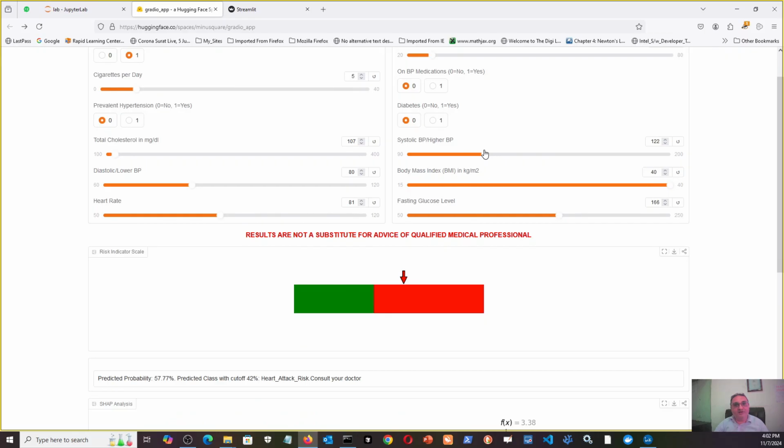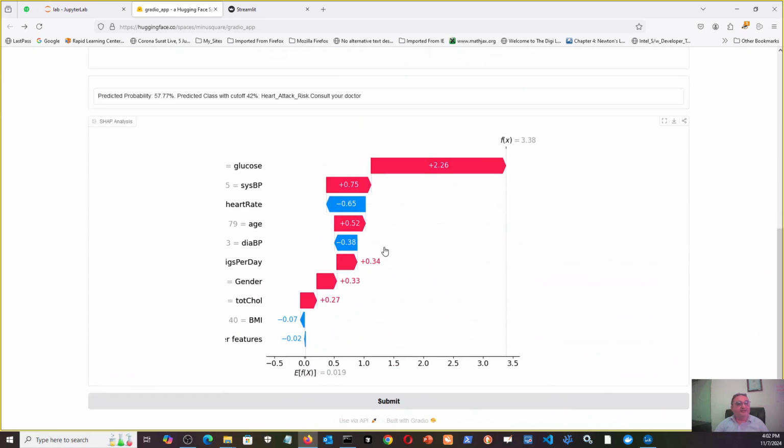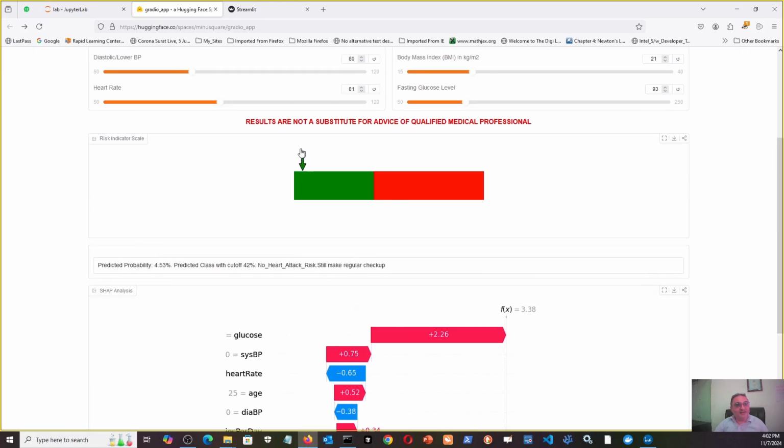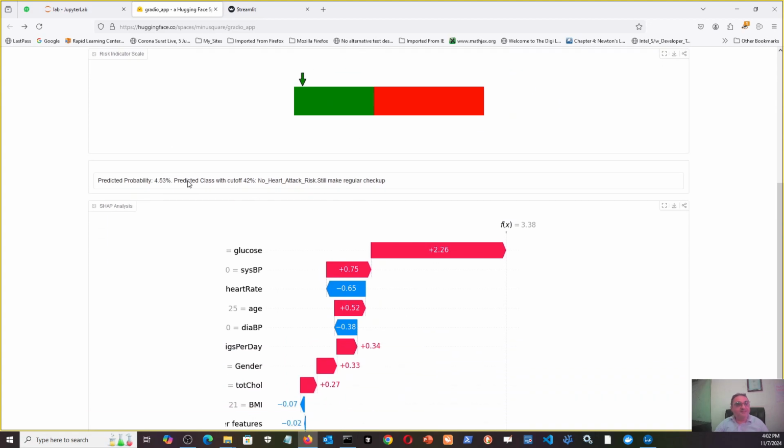Systolic means what we normally call high BP, so 120, and BMI also is in the normal region, say 20, so that means around 21. So the person is not obese, normal weight, and fasting glucose level is also less than 100. So the person is very healthy. And this time, if I do the prediction and submit, you can see that the person is far safe in the green zone, and that means this person will have only a 4% chance of getting diabetes.